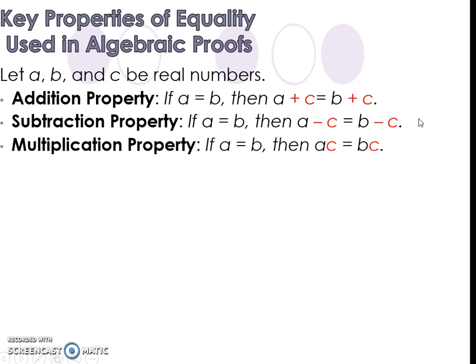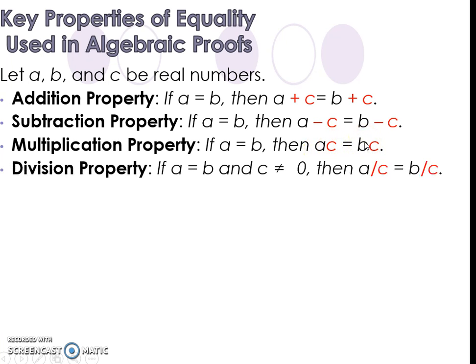The next one is: if A equals B, then AC equals BC, because when you multiply the same thing left and right, that's the multiplication property of equality. The last one: if A equals B and C is not equal to 0, because if you divide by 0, that's undefined. So if C is not 0, then you can have A divided by C equals B divided by C. When you divide the same thing left and right, that's the division property of equality.